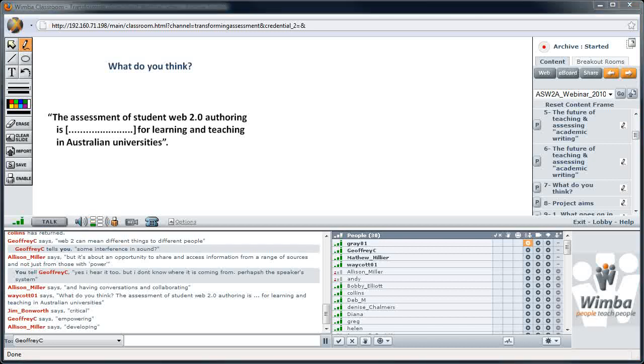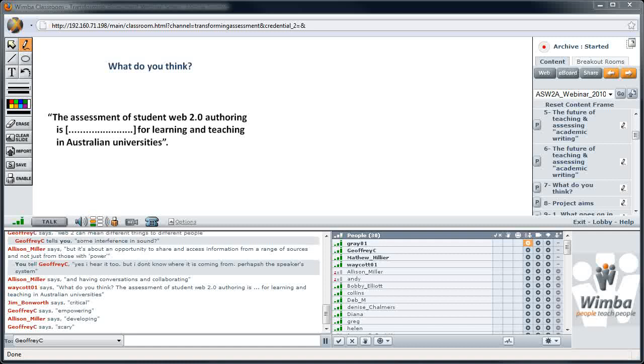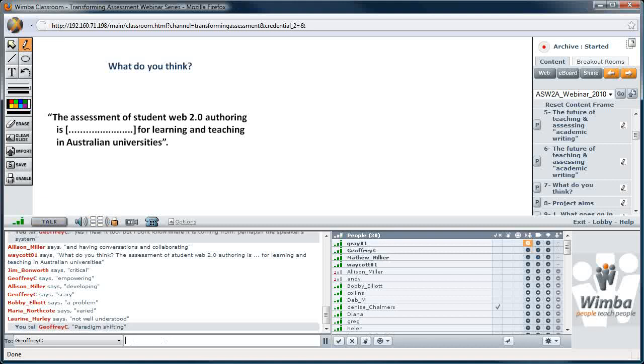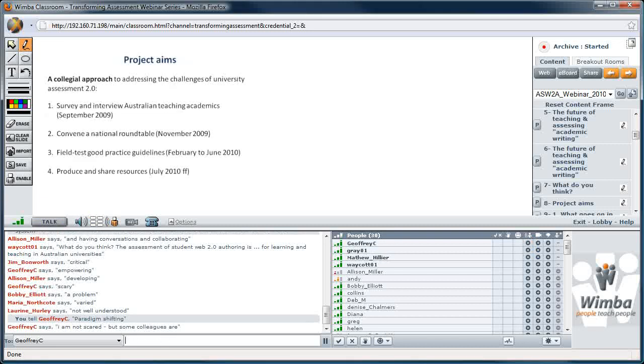This is a bit of an outline of what we're going to talk about during the rest of the webinar, and Jenny is going to help me out a great deal as we go through these stages of our project. Stage 4, produce and share resources. We're not there yet, but we will point you to what we've done so far so that you can access it and join in the conversation about how it goes from here.